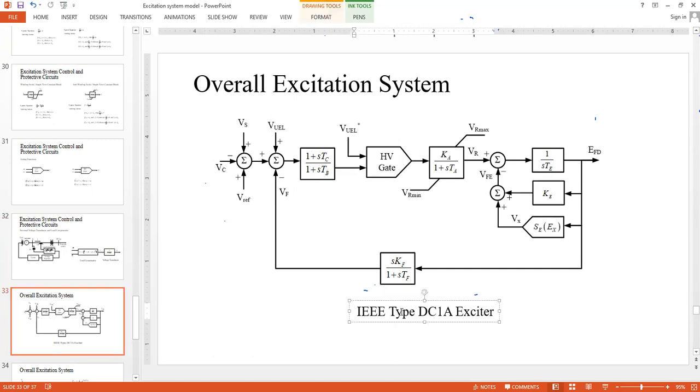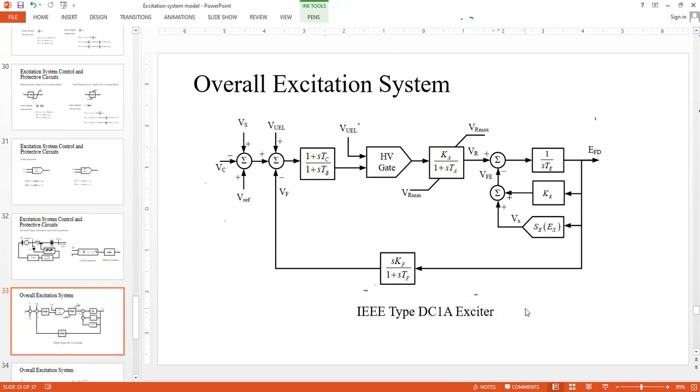This is the example of IEEE type DC1 exciter, which was proposed maybe around 2004 or something like that. I think I have already shared a paper with you, but they have an updated version where they have used IEEE type DC, probably 1C, something like that, exciter, where you will see there are some subtle changes in this block. Most of the blocks are identical.